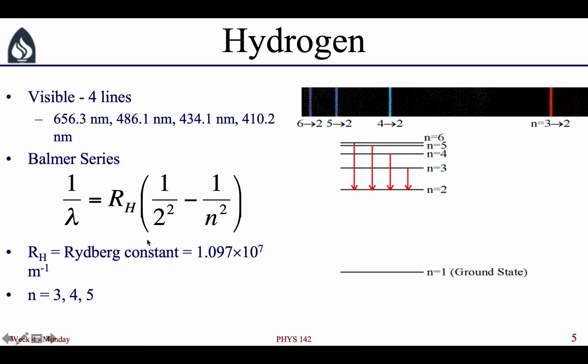So it looked like you're going from a higher value of n to a lower value, to the value of 2. And those jumps between those values of n and 2 were giving you this Balmer series, but nobody knew why.